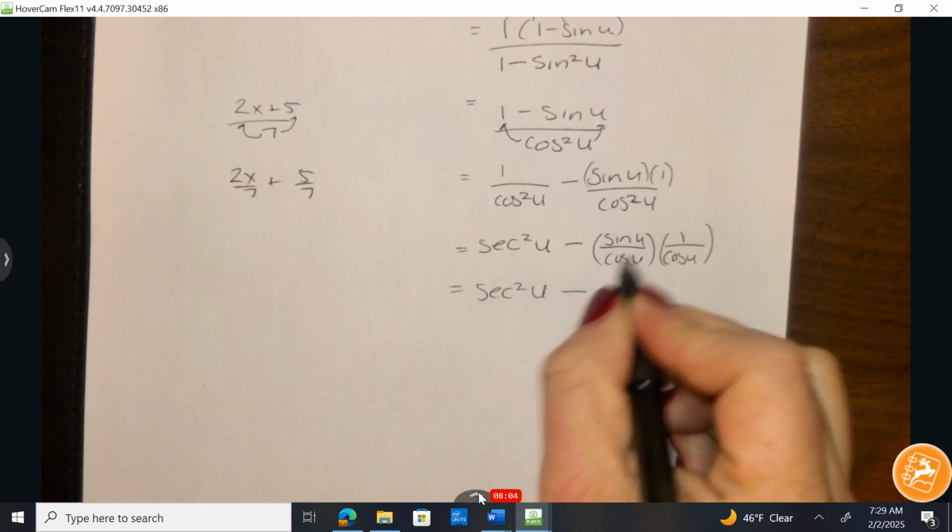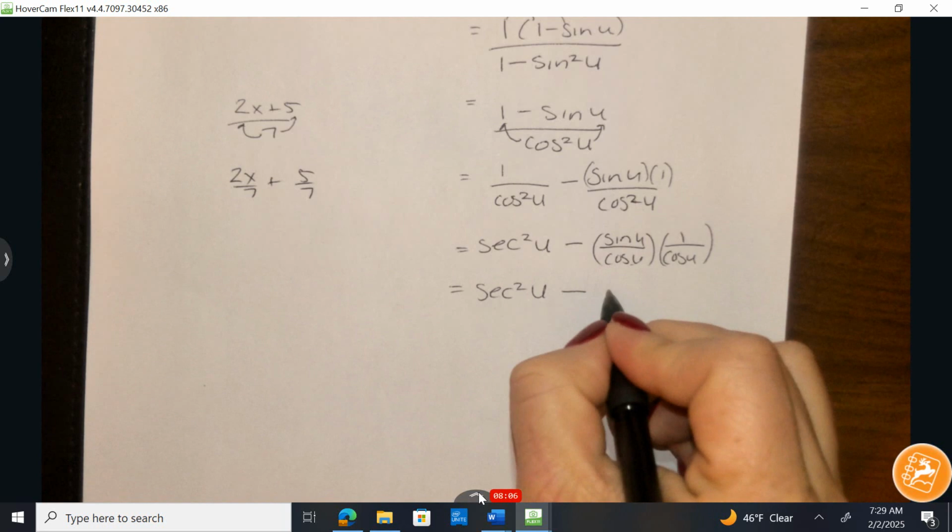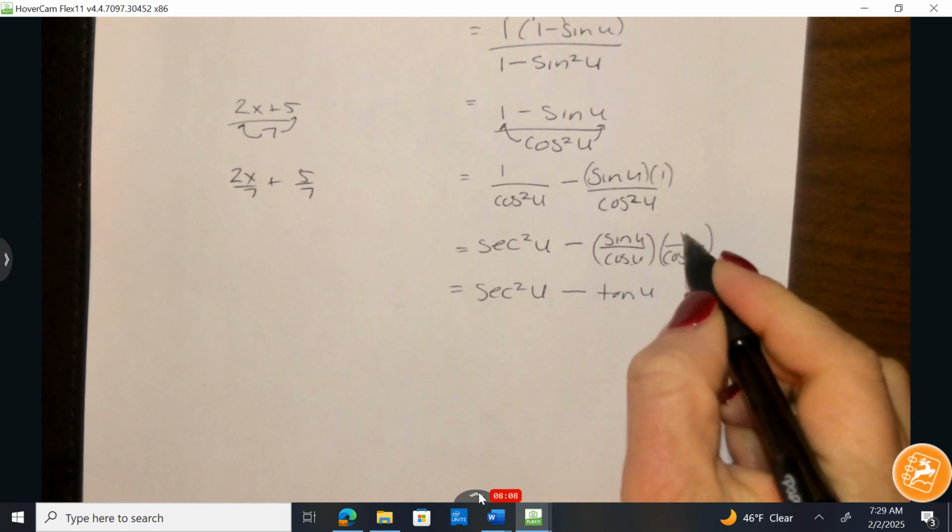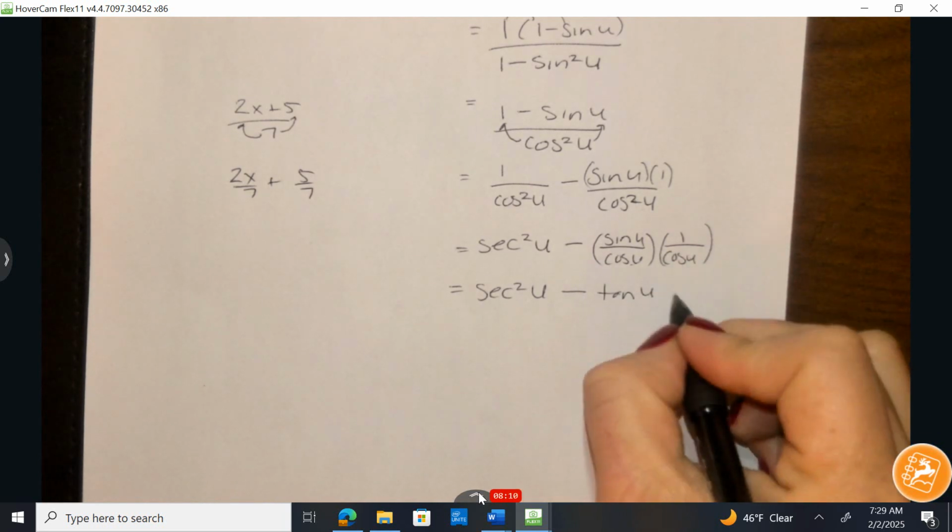Secant squared u minus, well, I know sine over cosine is simply tangent u, and 1 over cosine is the secant.